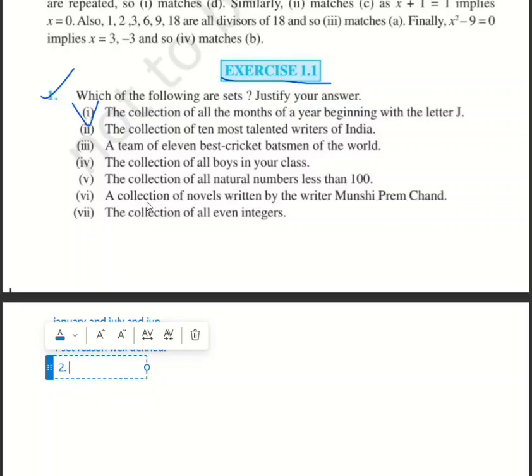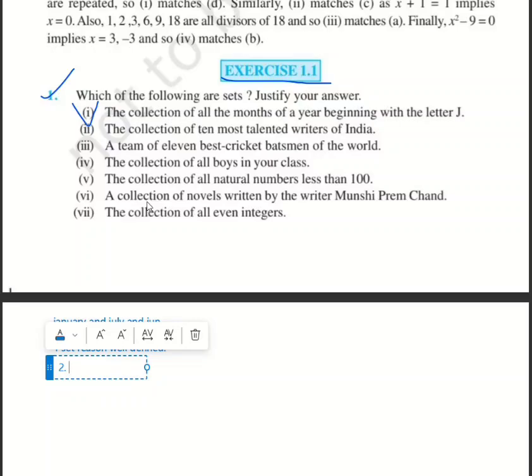The second one says the collection of 10 most talented writers of India. We will try to explain this question. This is not well defined. It varies from person to person.